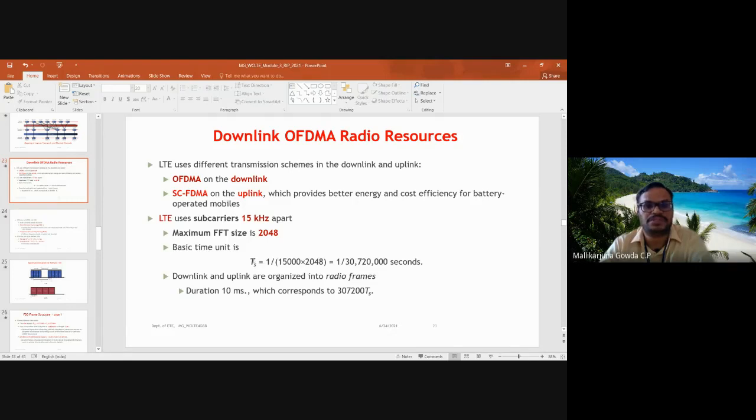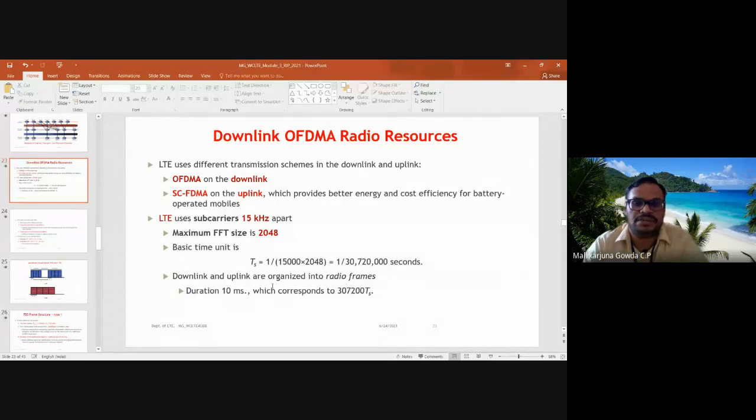How do we calculate the symbol duration? It is 1 by 15,000, that is the subcarrier spacing of 15K, into the value of FFT, that is 2048. So 1 by 15,000 into 2048 will give you the symbol duration, which comes to this many seconds.